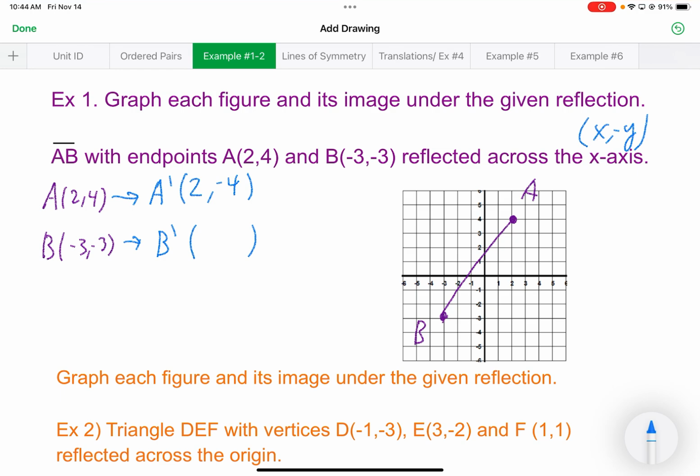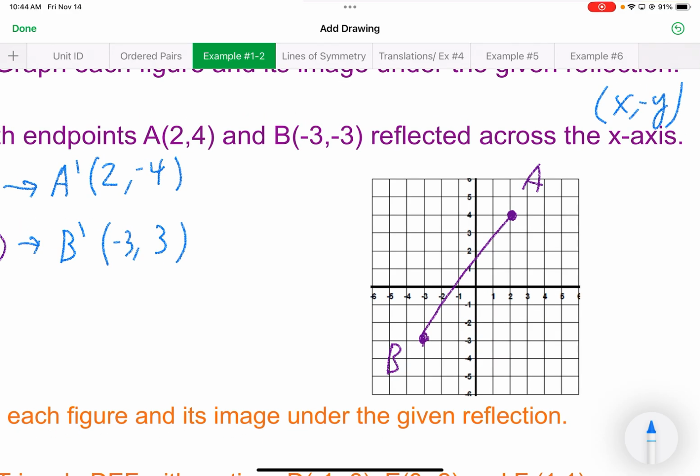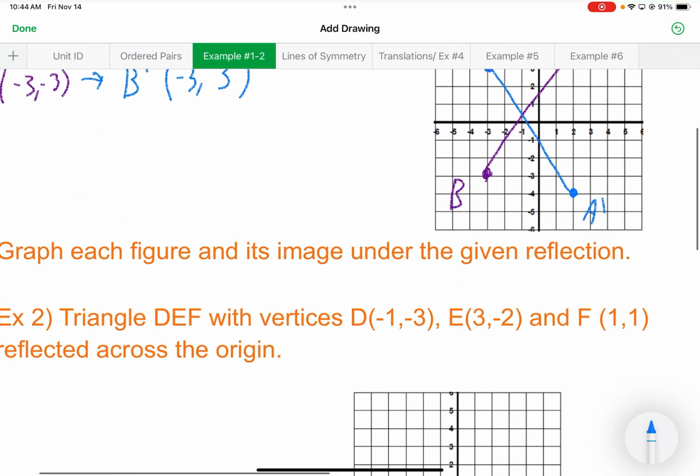That's A prime. What about B prime? What does that become? (Negative 3, positive 3). So just change the sign of whatever your y coordinate is. All right, let's see if this makes sense. So then A prime is at (2, negative 4). So down here, A prime. And then B prime is at (negative 3, 3), which is here, B prime. So then my segment looks like that. Okay. Do those look like those segments are the same length? Seems like it. Okay. All right, cool.